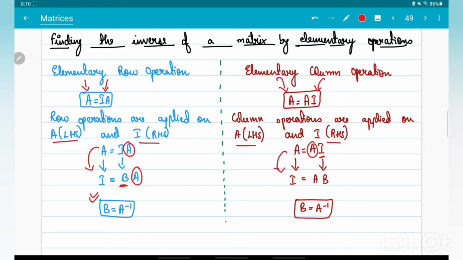So when we keep on applying and when we get an identity matrix I on LHS, then whatever matrix B we get along with this A, which was left as it is, that matrix B becomes our A inverse. That is how we find the inverse of a matrix by using the elementary operations. You can use either row operation or column operation, and you will get the same answer in the end. Now let us solve some questions along with examples.